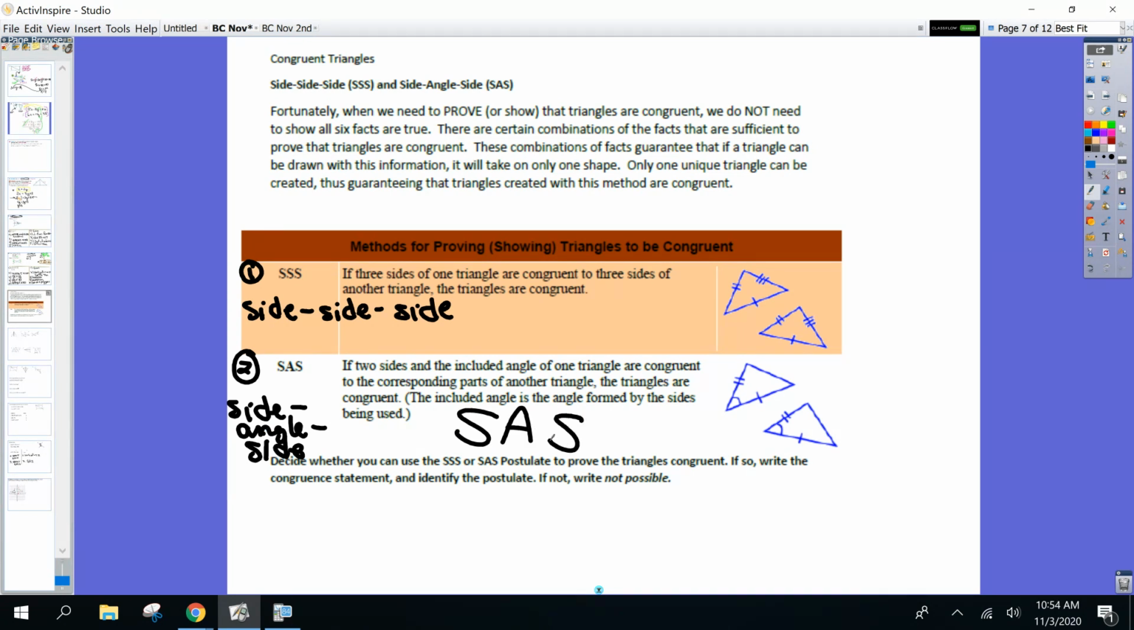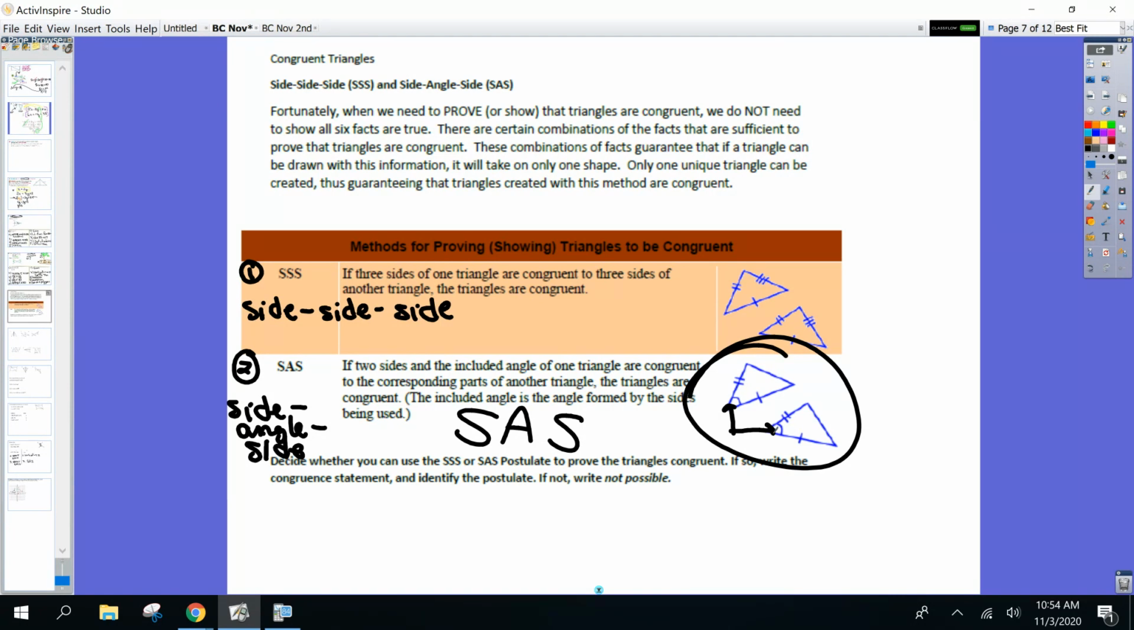is written in that order for a reason. Everyone, where is that A located in side, angle, side? Directly in the middle of the sides. So if you're going to use side, angle, side to prove two triangles congruent, take a look at my diagram right here, that angle needs to be in between the two congruent sides. All right? If it's not, don't even try it.